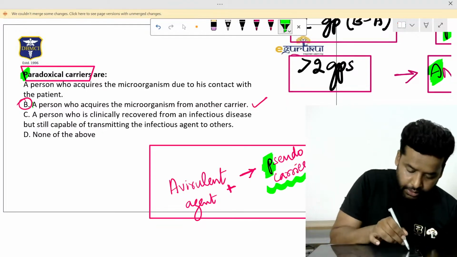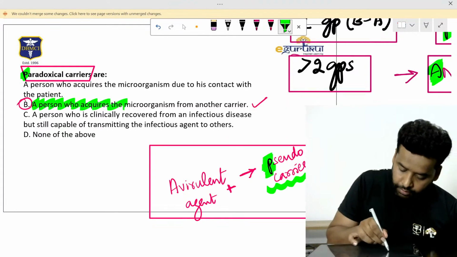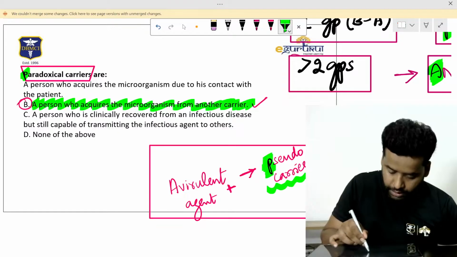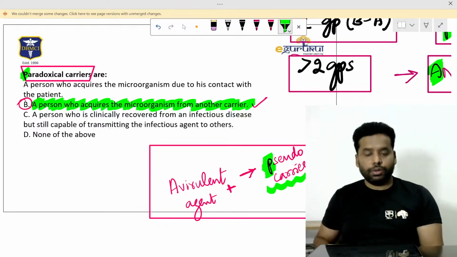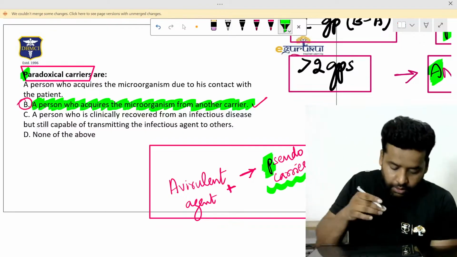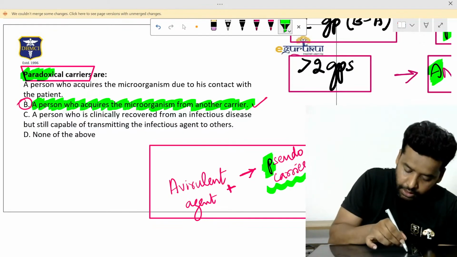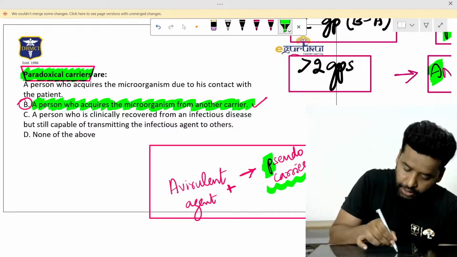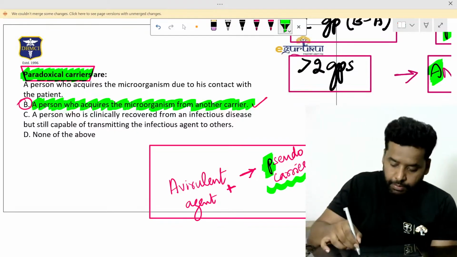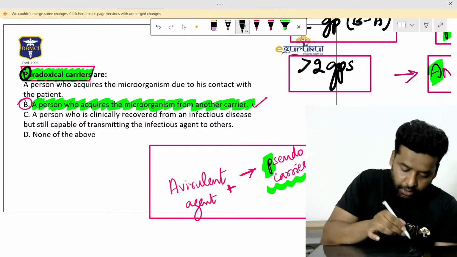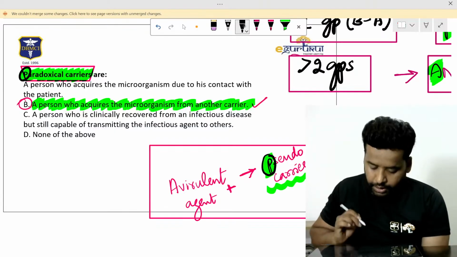But here the question is a carrier who gets infection from another carrier, then it is called as paradoxical carrier. Highlight this word. Person who got infection from another carrier is called as paradoxical carrier. Usually we make mistake in these two things. P for paradoxical, P for pseudo carrier.